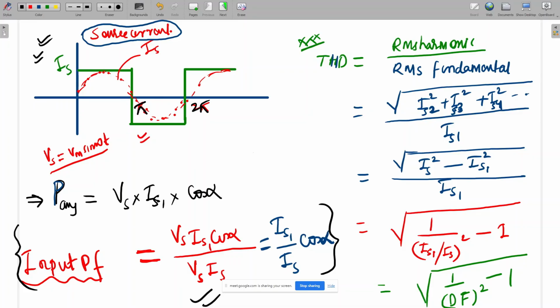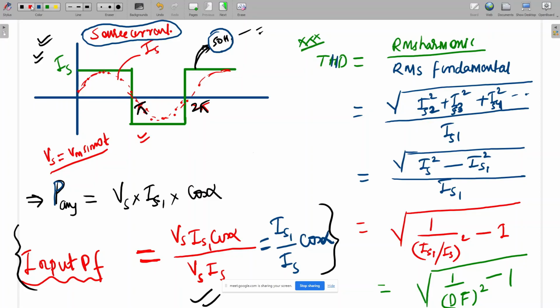If we do the Fourier analysis of this green color waveform, it will give a 50 hertz component, and again harmonic components. So which component will contribute the power? Only the 50 hertz component will contribute the power. That we call the fundamental.